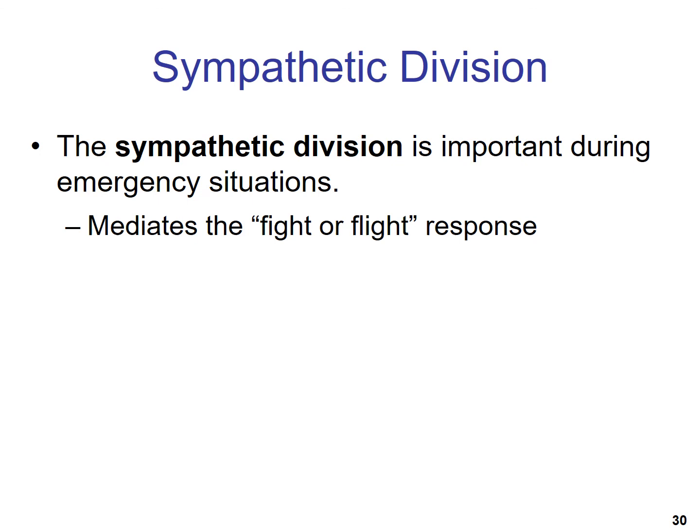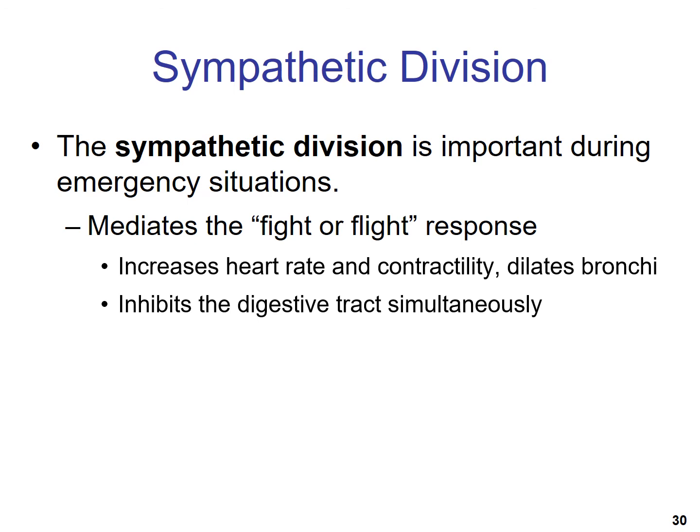But if you're exercising, if you're not in any kind of panic or you're not angry, you're just exercising, you're still going to need your heart rate to speed up. And so in this case, the sympathetic division will also increase its activity for that non-emergency function. So it increases heart rate and contractility. It will dilate or open up the bronchial tubes.